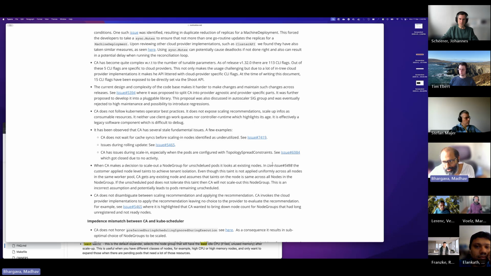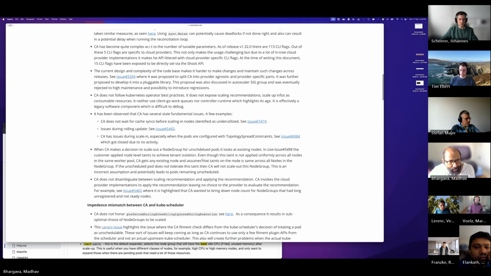We also verified these 3 issues by replaying them on the virtual cluster autoscaler that we actually created. We'll explain that in the later part of the document, what we did, and we were able to reproduce these problems. So these are the problems that we have ourselves verified.